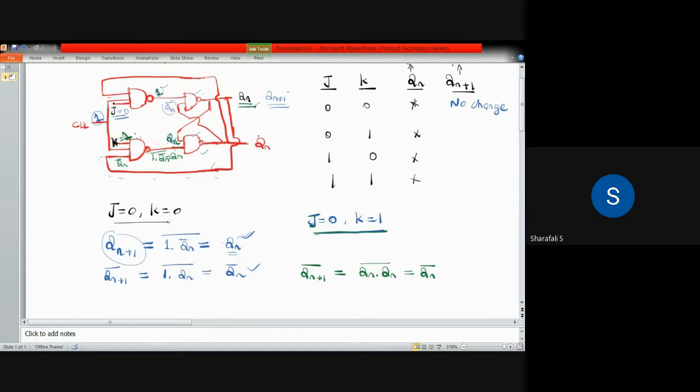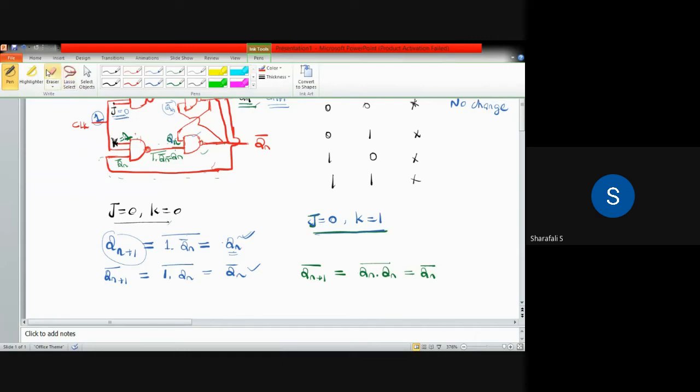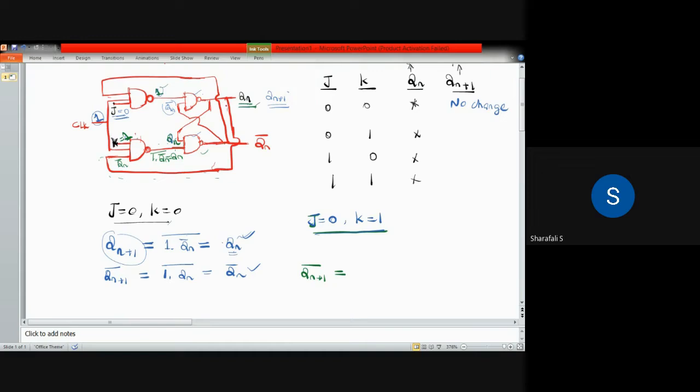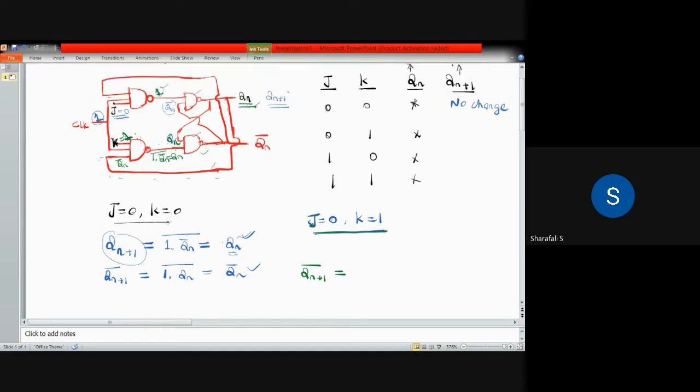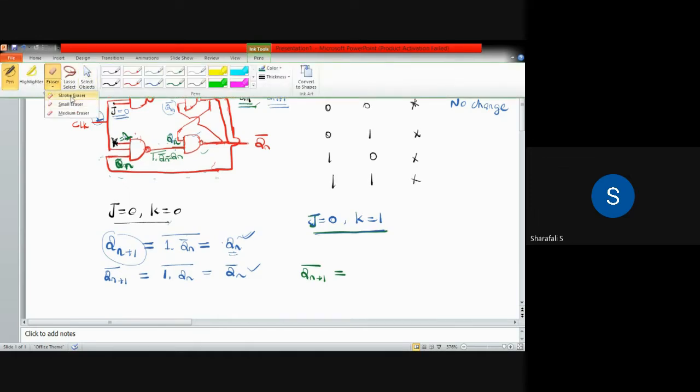This is Qn bar. Okay, so in this case, I have made one mistake in this connection. The last one, I have to take Qn bar to this NAND gate and Qn to this. So here I will be getting this one as Qn. This one will be Qn itself, so that it will come here.